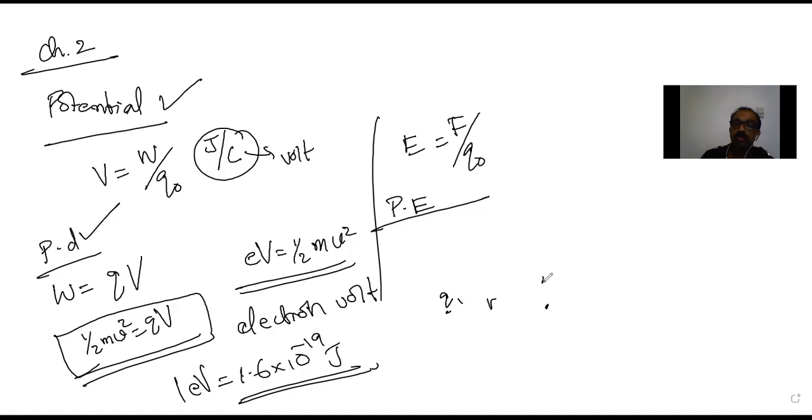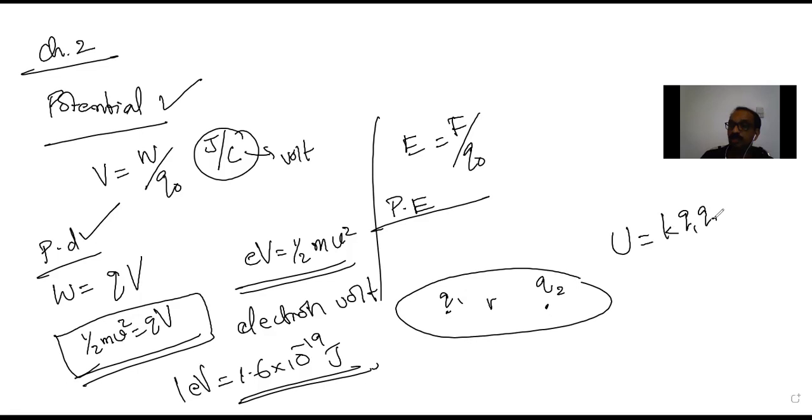See, Q1 and Q2, two charges are kept separated by distance. So these two, because of the interaction with each other, they possess some energy. That energy is nothing but in the form of potential energy, and it is calculated using the equation kQ1Q2 by r. kQ1Q2 by r is the expression for potential energy between two point charges.